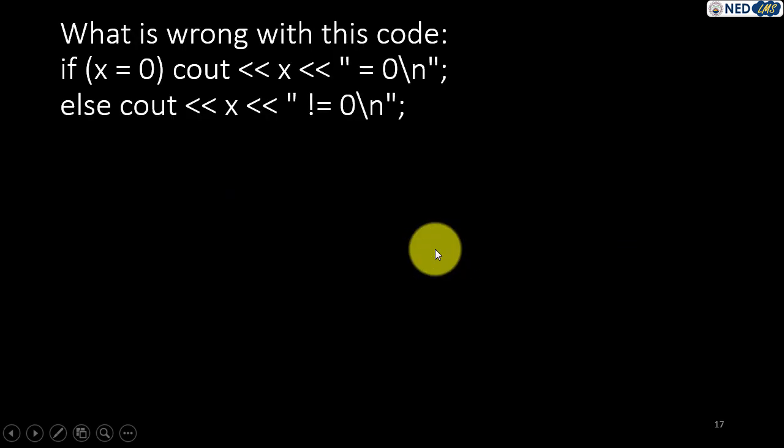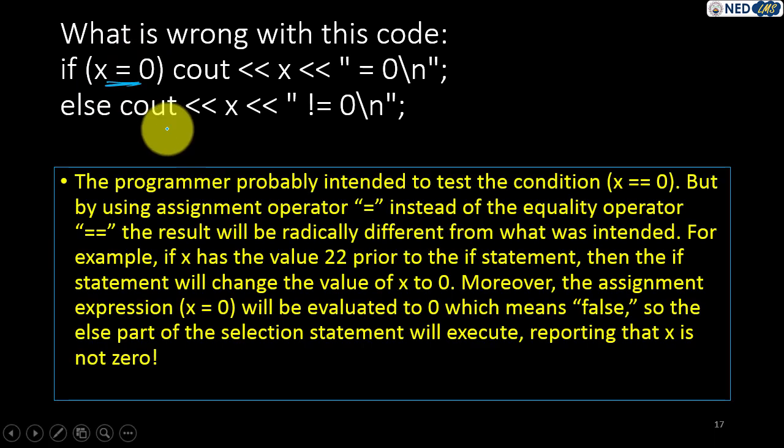What is wrong with this code? If x equals 0, cout x equals 0, else cout x not equals 0, just a string over here. So this is the most common error. Here we are using the assignment operator, we are not using the equality operator. So that's a big problem here.